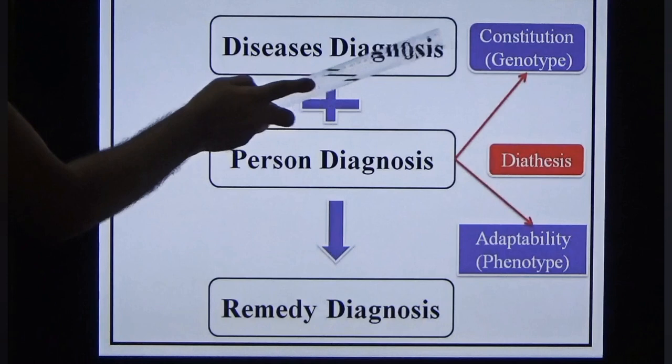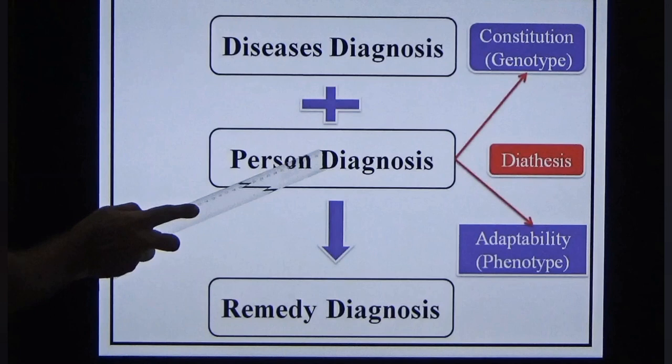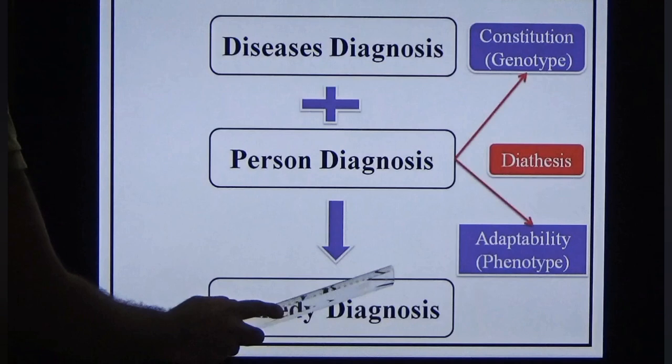Okay, person diagnosis has three headings: constitution, diathesis, and adaptability. If you know the disease diagnosis and the person diagnosis, with these combinations you are able to derive the remedy diagnosis. But in common practice, there are some difficulties. So what are the difficulties? I'm mentioning three or four of them.